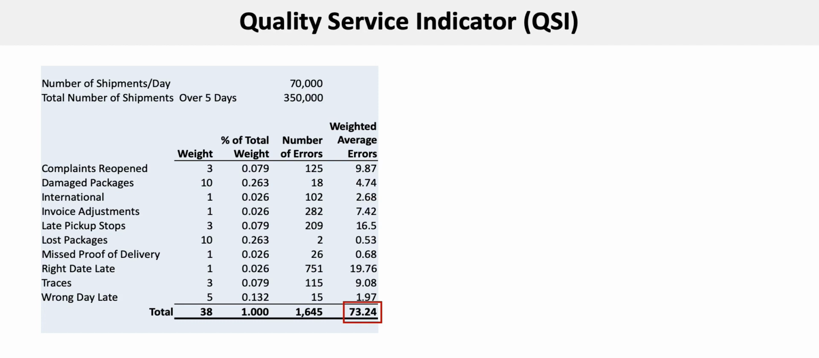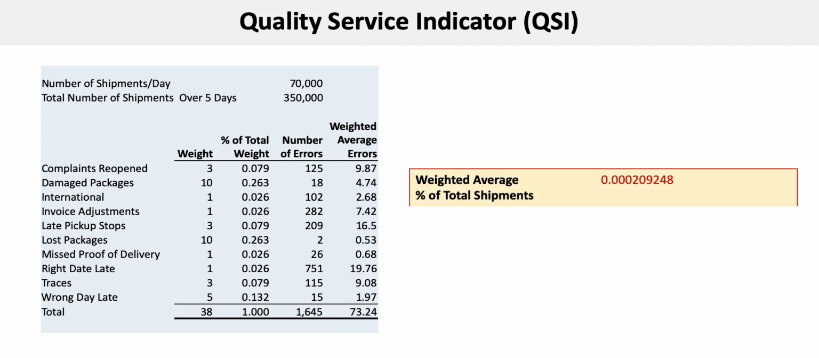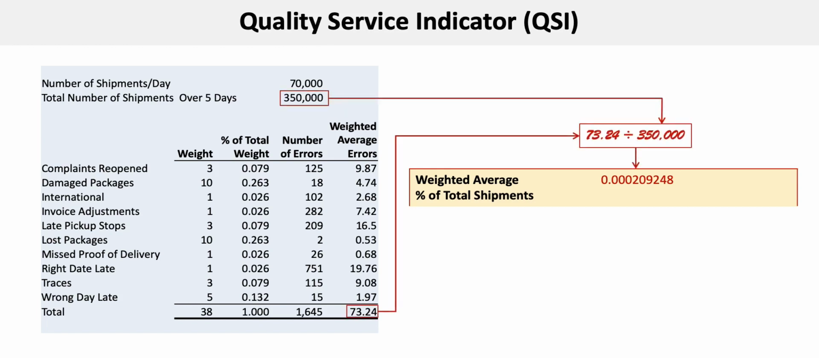Now that the heavy lifting is done, we can proceed to calculate the QSI. First, we determine the weighted average percentage of the total shipments. To do this, we just take the 73.24 weighted average number of errors observed over the 5-day week and divide by the 350,000 total number of shipments over the same period. 73.24 divided by 350,000 equals 0.00020924, which is quite small.